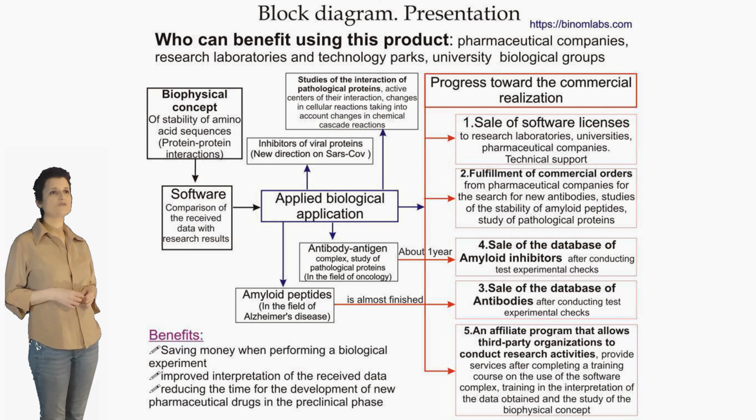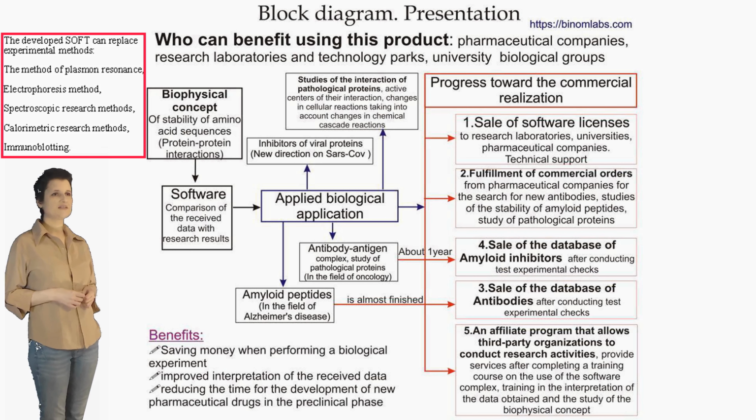Thus, our software allows you to determine the range of changes in the affinity of a biological complex. If a researcher needs to determine the effect of molecular modification on the range of changes in the affinity of a biological complex, then the developed software can replace experimental methods for quantitative and qualitative determination of the binding of monomers to dimers or higher order structures. Such methods include plasmon resonance, electrophoresis methods, spectroscopic research methods, colorimetric research methods, and immunoblotting.